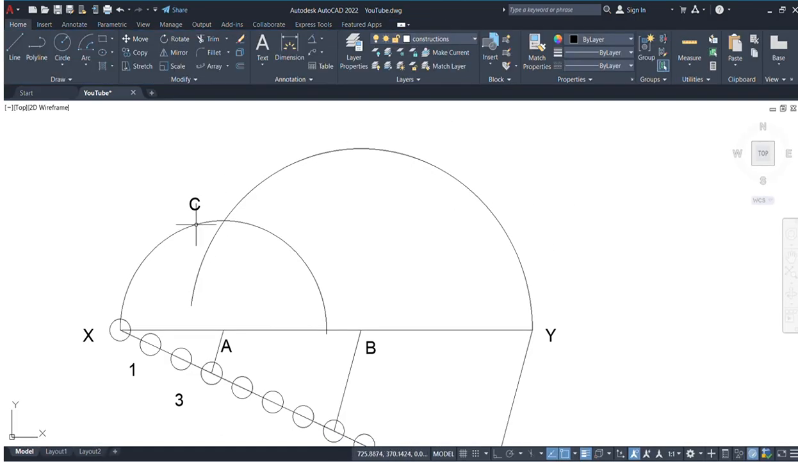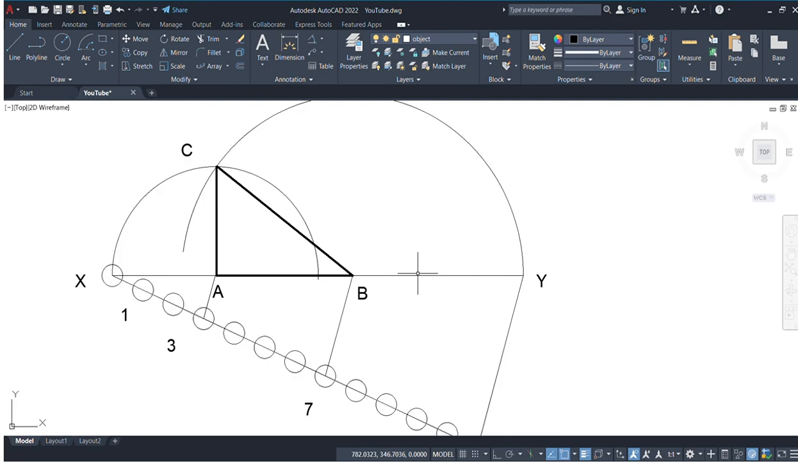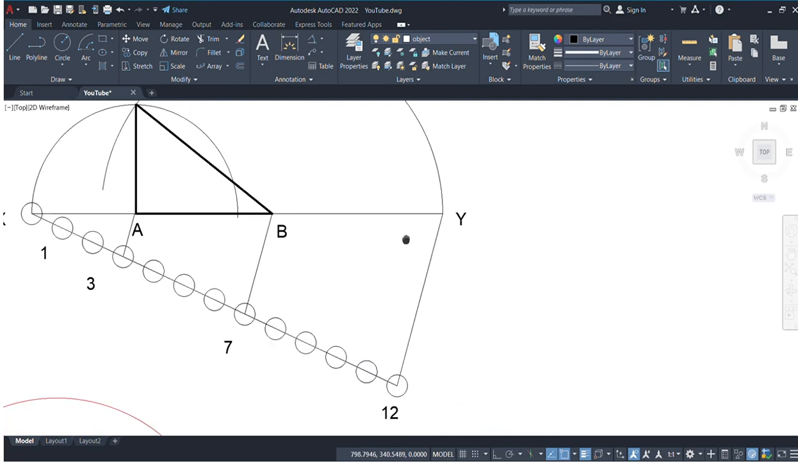That's point C. Now join CA and CB. Now that is triangle ABC drawn given the perimeter and ratio of its sides.